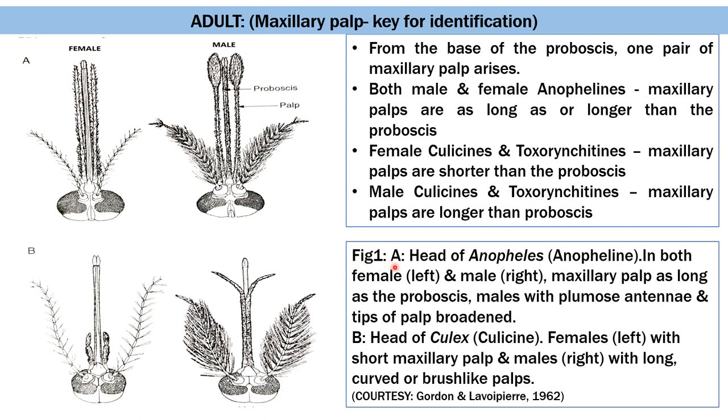In figure 1A, showing the head of Anopheles, in both female and male, the maxillary palp is as long as the proboscis. But in the case of the male, the tip of the maxillary palp is broader. In figure 1B, showing the head of Culex, the female has very short maxillary palps compared to the proboscis, and males have long, curved or brush-like palps. So based on the structure and the length of the maxillary palp, one can identify the sex or the genus of a mosquito.